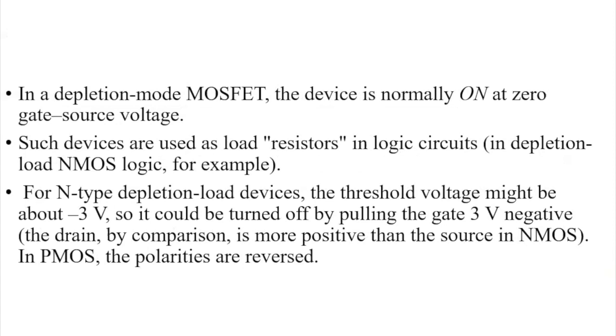In depletion mode transistors, the devices are normally on at zero gate source voltage. These devices are commonly used as load resistors in logic circuits. For n-type depletion transistors, the threshold voltage must be about minus 3 volt, so it could be turned off by pulling the gate voltage to negative 3 volt. In case of pMOS transistors, the polarities will be reversed. That means we have to apply a positive 3 volt to make it turn off.